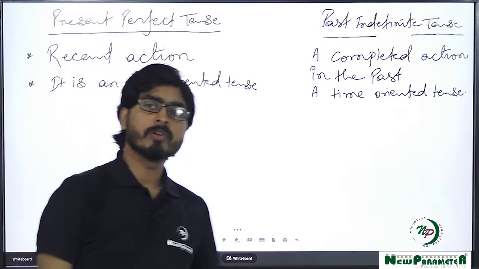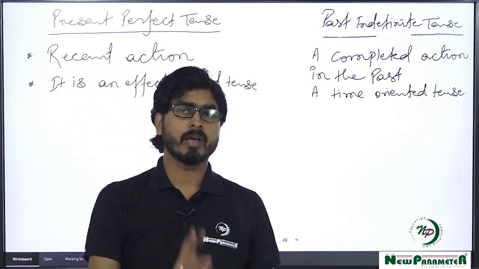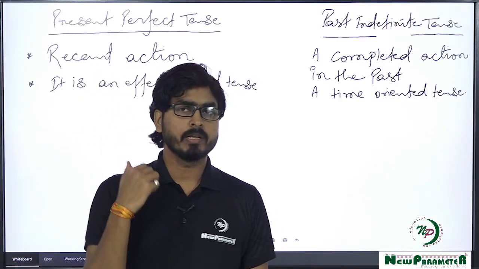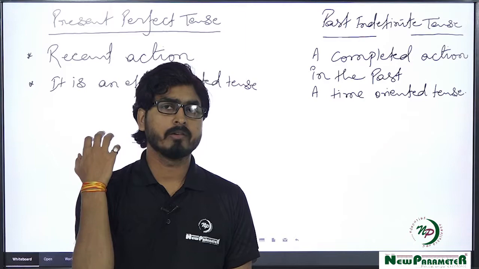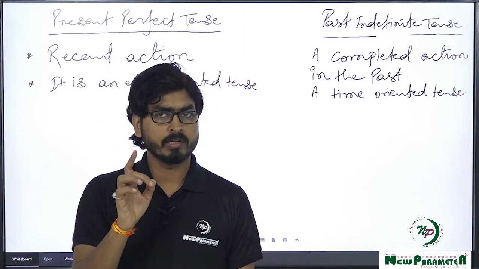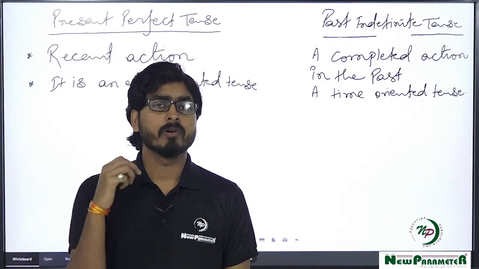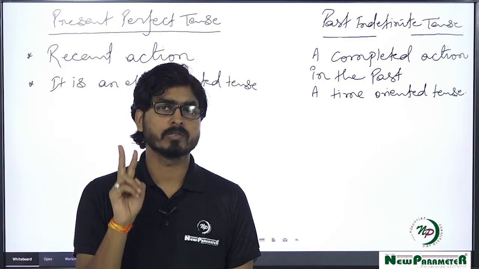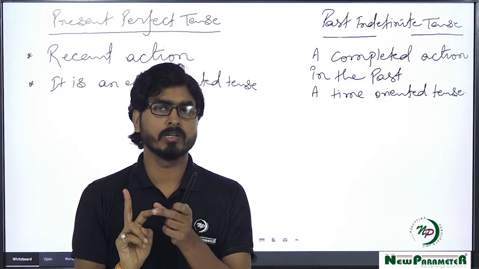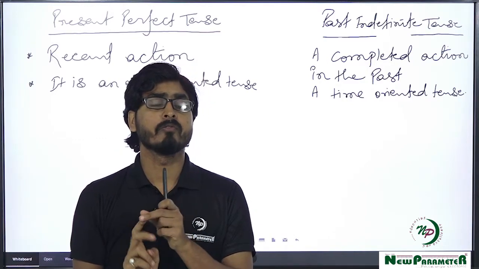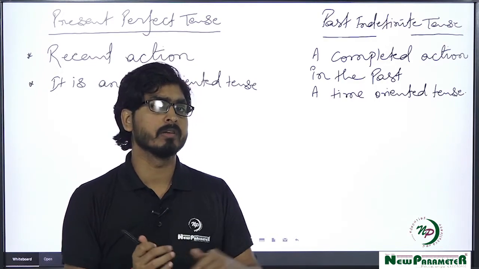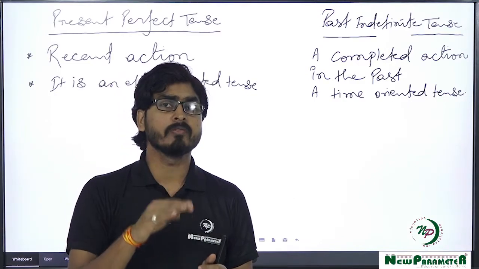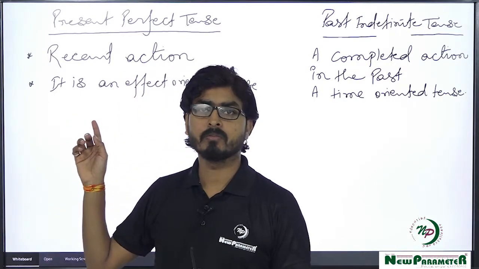What happens whenever we do any action in the past? We have two things to show. Either I show the effect of that action, or I want to show the time of that action. Means what? If two actions are in the past, I will show either time or effect. If I want to show the time of that action, it should be past indefinite tense. And if I want to show the effect of that action, it would be present perfect tense.